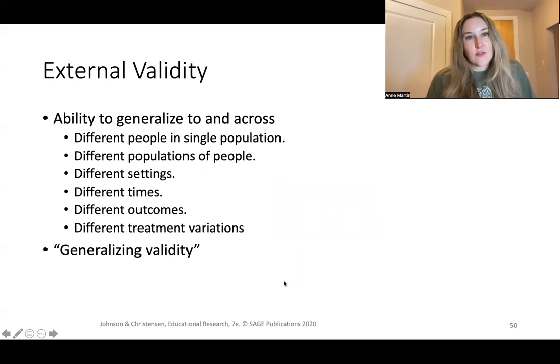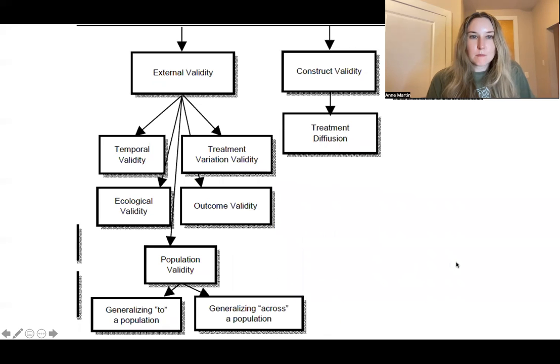And then external validity, is it generalizable to different settings, different times? And so again, here are the things that you need to keep in mind and look for in terms of any potential threats to external validity.